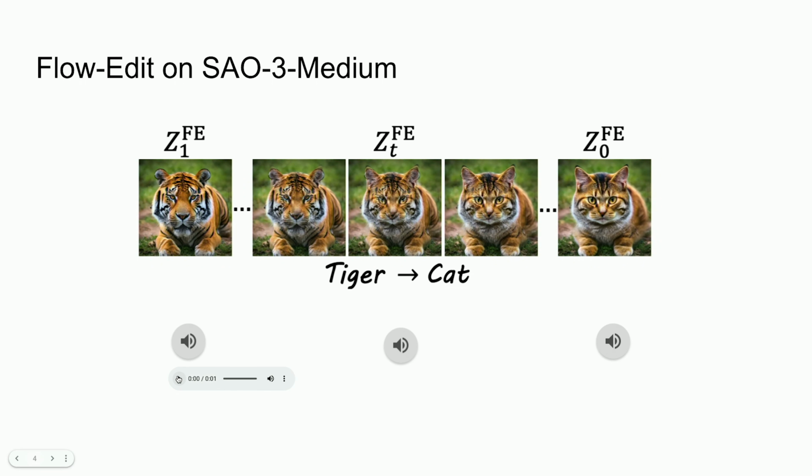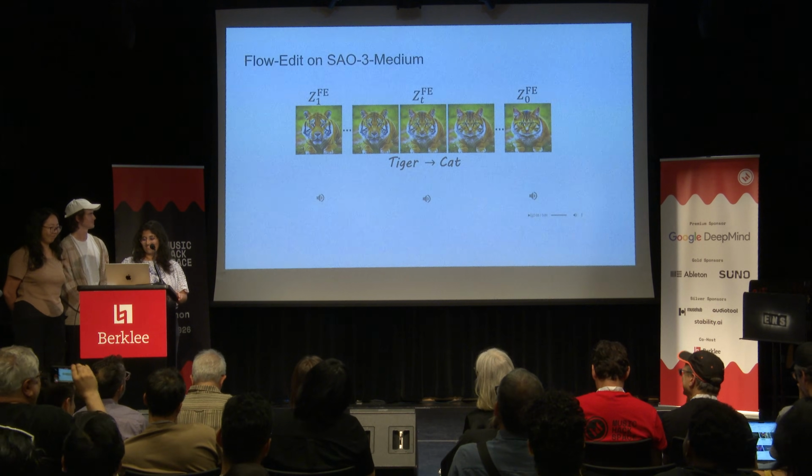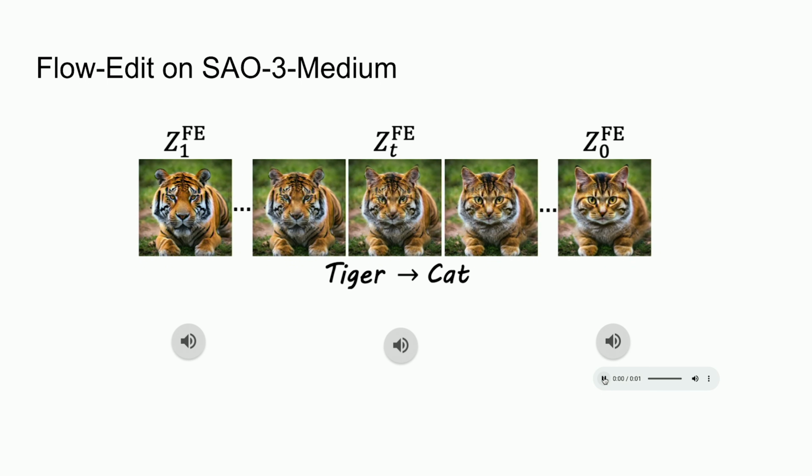So we used our method on Stable Audio, and we can hear what this sounds like. So that's a tiger. This is something in between. And this is the cat. So this is entirely generated.